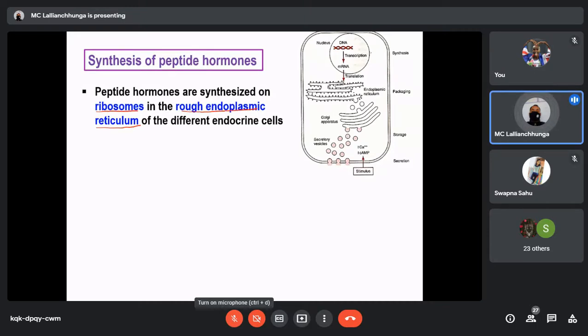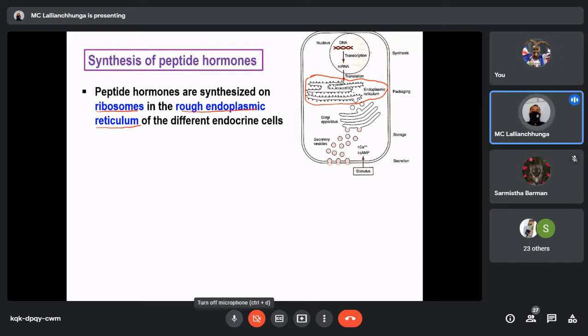Now let's see where is the rough endoplasmic reticulum. Okay, here you see this is rough endoplasmic reticulum. On the surface here you can see dot-like structures. Can you see or not these black dots which are attached to the surface of the reticulum? Can you see?